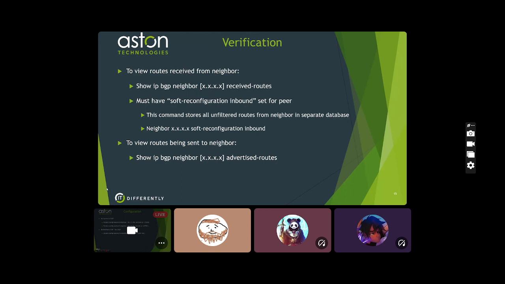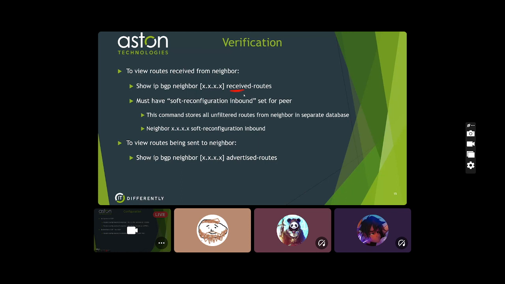All right. To view routes received from your neighbor, show IP BGP neighbor, the IP address of that neighbor, and then received-routes. Pay very close attention to your spelling here. I before E, except after C. We got a C in there, so it's CEI instead of CIE.